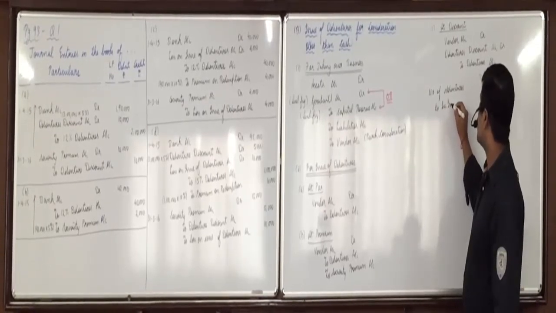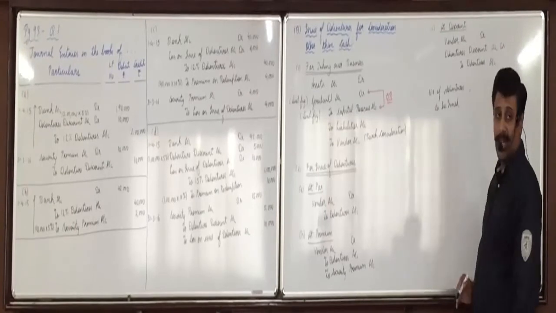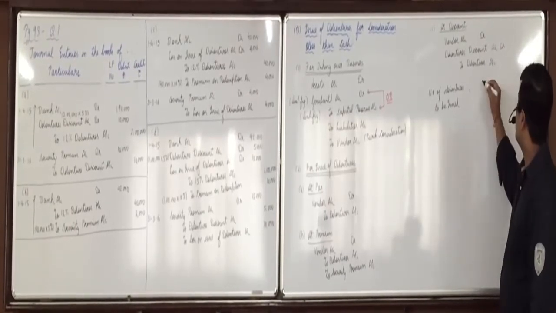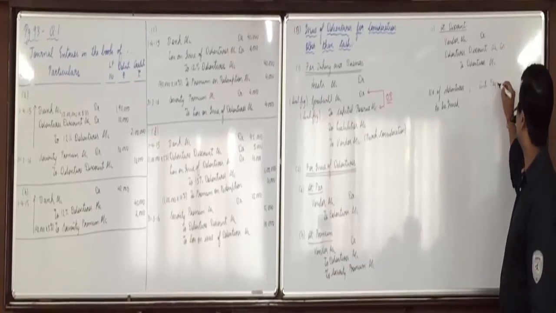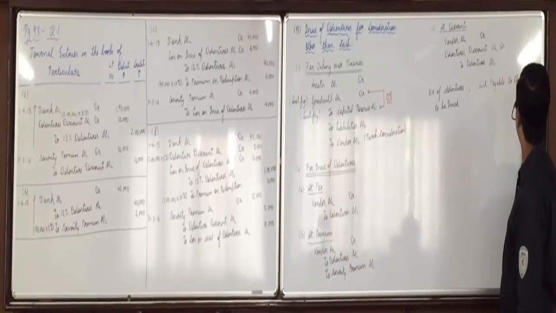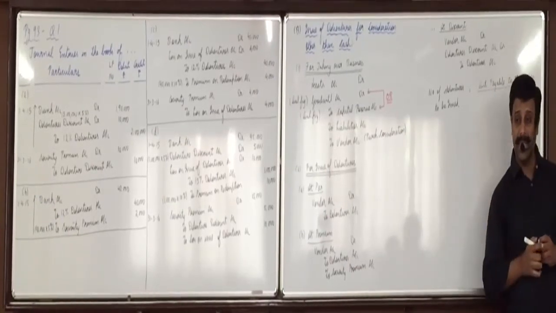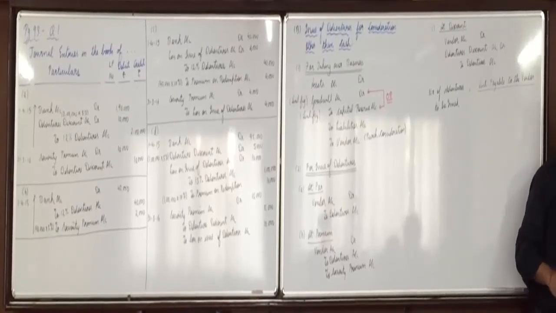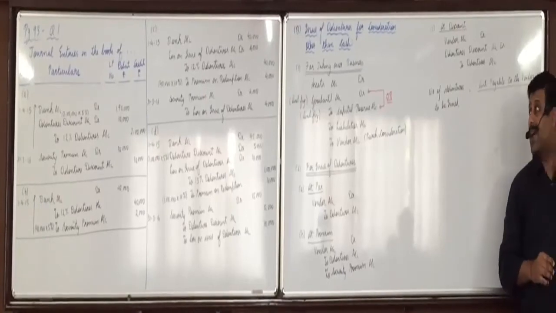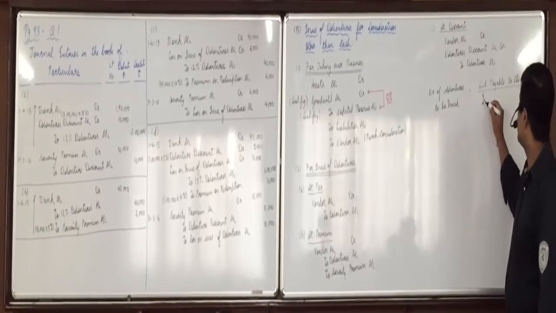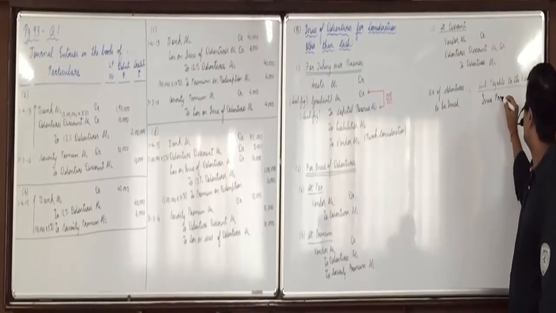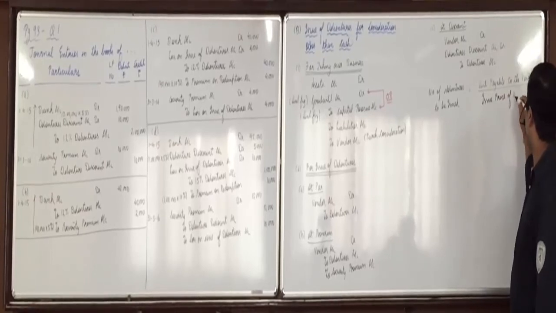The number of debentures to be issued will be equal to the amount payable to the vendor, that is, the purchase consideration, divided by the issue price of debentures. Like in our example, what is the amount payable to the vendor? 6,50,000. And that is divided by the issue price of debentures.